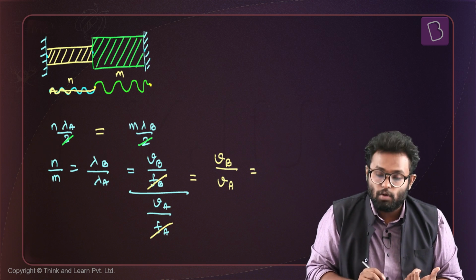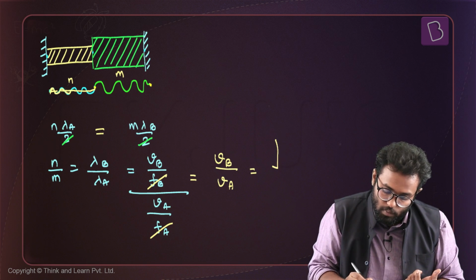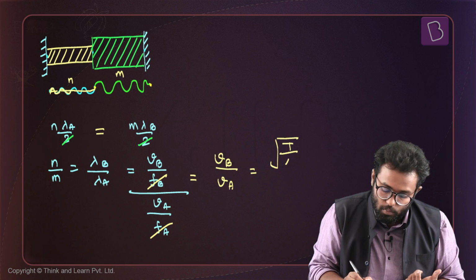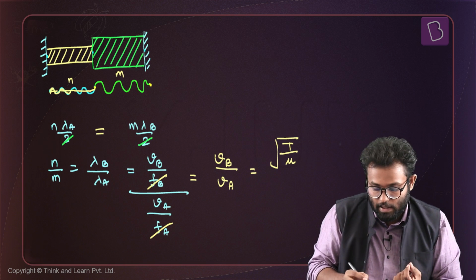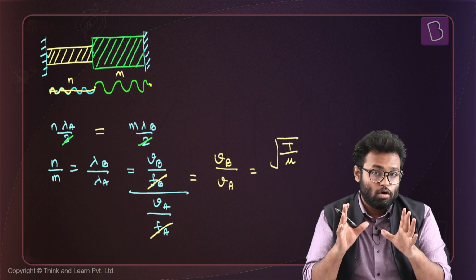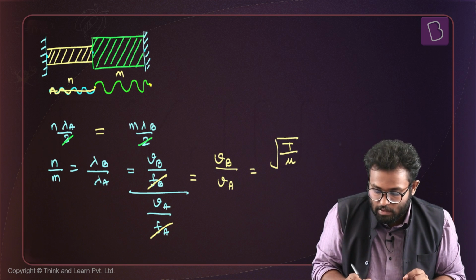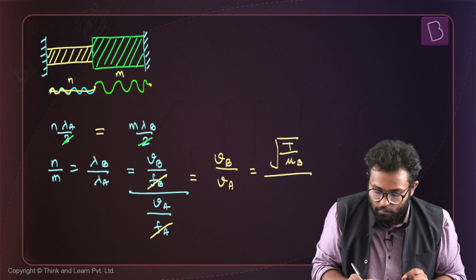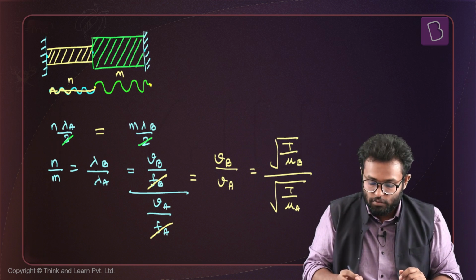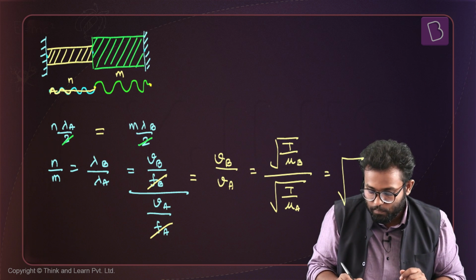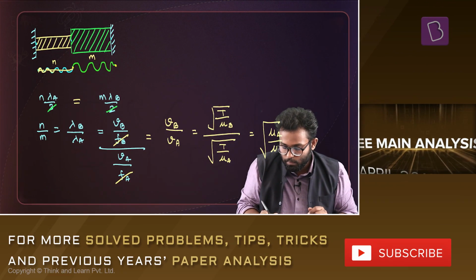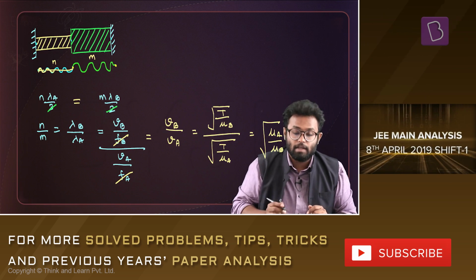And what is the speed equal to? The speed formula is root over the tension by mu, mass per unit length. So here in this case tension will be same on both the rods, right? So here the mass per unit length for B will be, let's say, some mu B, and for A will be some mu A, okay? So this becomes root over mu A by mu B, mass per unit length.